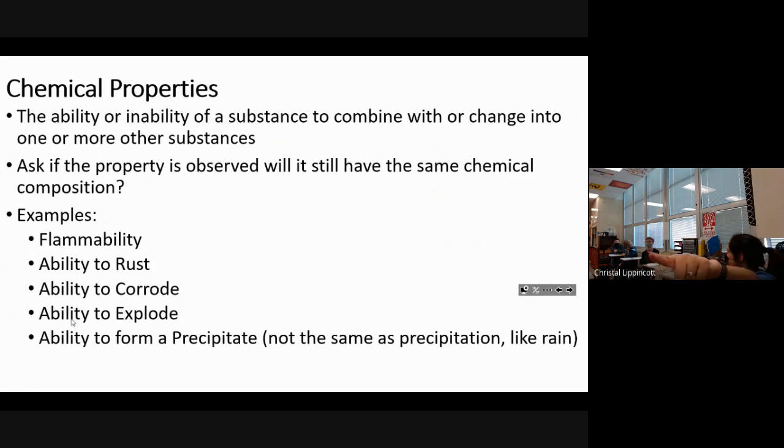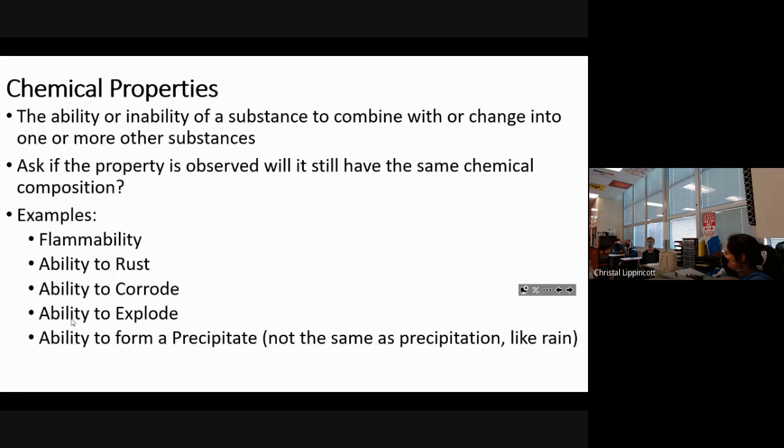My truck right now is rusting because it's like 11 years old. We're rusting too. Our blood is oxidizing. We rust from the inside. That's the ability to corrode. Have you ever seen batteries that have the white crud on them after they've been in something for too long? That's corrosion. Explosions. You've seen fireworks before.